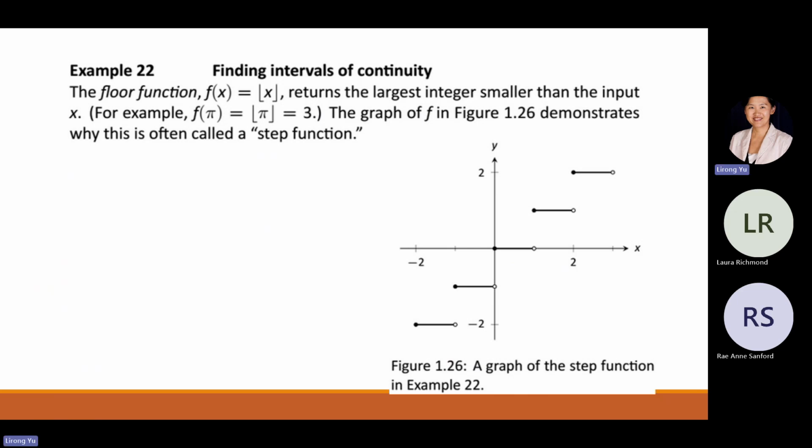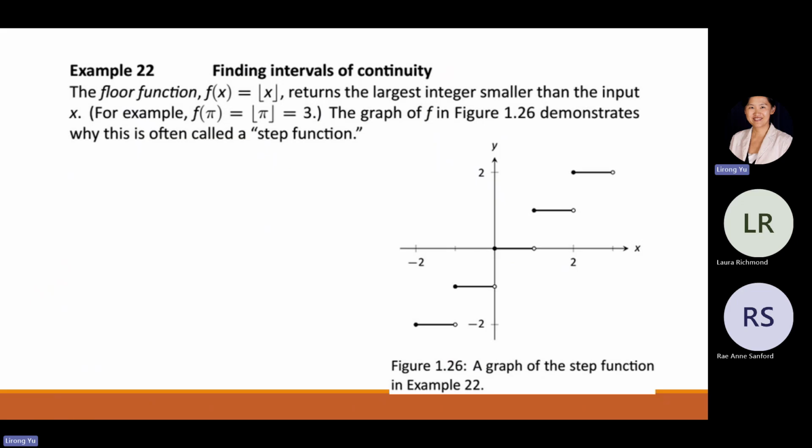So that means whenever you have a number, it returns only an integer value. You can see if it's a number between 0 and 1, then the floor would be 0. If it's a number between 1 and 2, then the floor would just be 1. If it's a number between 2 and 3, which is the x value, then the floor would be 2. So on the graph, you can see the graph of the floor function is what people call the step function, because it looks like steps, right?